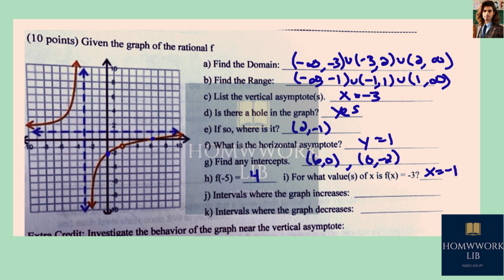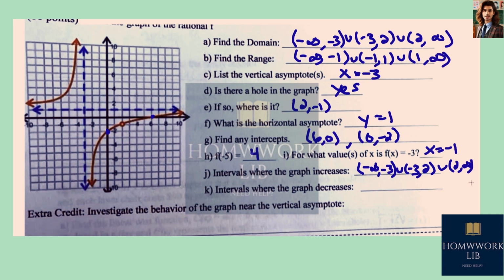The intervals where it's increasing: when going left to right, it's going uphill. So it's increasing along its whole entire domain, same as the domain, because it's going up everywhere it exists. It is never decreasing. It's never going downhill left to right.